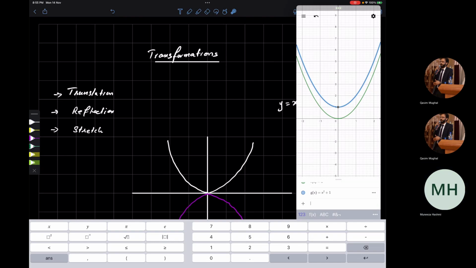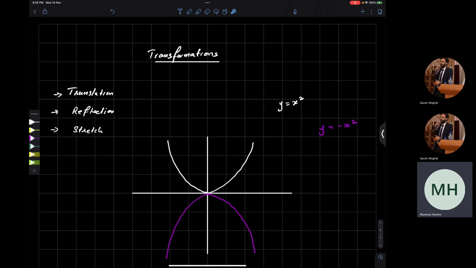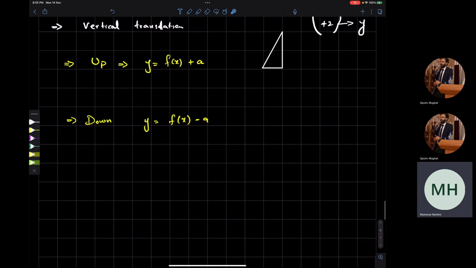Got it? Yes, sir. All right. So this is how you're doing. Basically, if you want to move the graph in a vertical direction, you're going to add or subtract something into its y, because look at this function: I'm adding something into its y, not into its x.